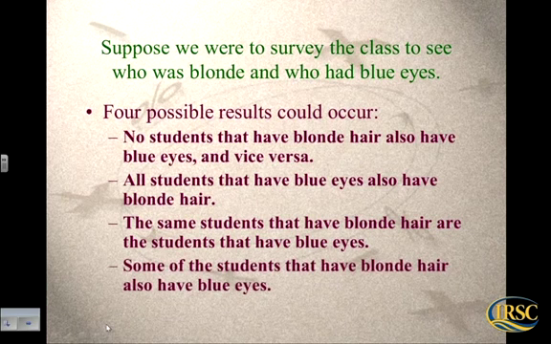And then the fourth possibility is that some students that have blonde hair also have blue eyes. Now imagine the first scenario I gave you, that I asked everybody with blonde hair to go to the left side of the room and everybody with blue eyes to go to the right side of the room. Well, the last possibility here is where there would be some people stuck in the middle, and they're not sure which group to belong to because they have both. So some of the students that have blonde hair also have blue eyes.